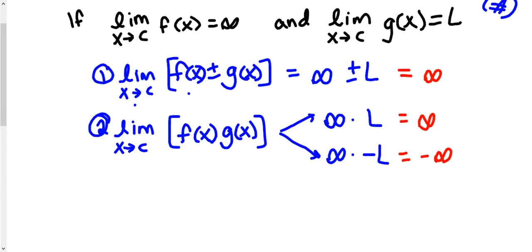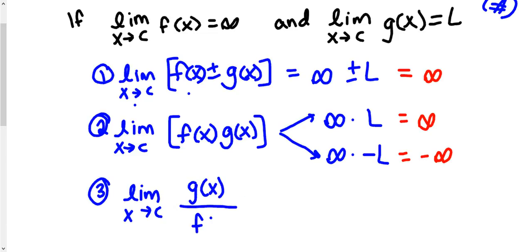And then our last one, if we have the limit as x approaches c, and we have g of x divided by f of x. So this means that we have g of x is the L, and f of x is the infinity when we take the limit. This is going to be 0 every time. If infinity is on the bottom, your answer will be 0.